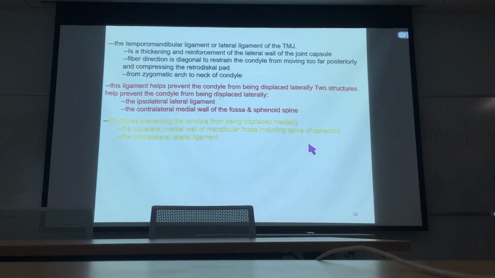So two structures help prevent the condyle from being displaced laterally. That's the lateral ligament and then the contralateral medial wall. So basically where the bony structures are medially, remember they prevent medial dislocation, if you will. They prevent the condyle from being moved too far medially, which hence prevents the opposite side from being moved too far laterally. Does that make sense? If I can't move one side too far medially, I can't move the other side because they're connected. So if you can't push in this side, it inhibits this side being forced out. Okay, so, man, I emphasized that twice. I must have thought that was important.